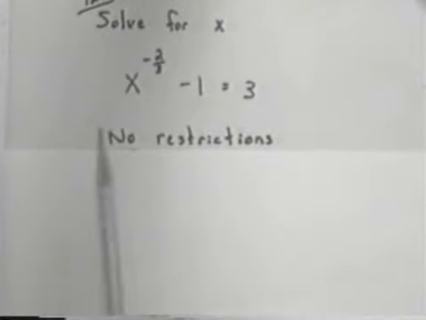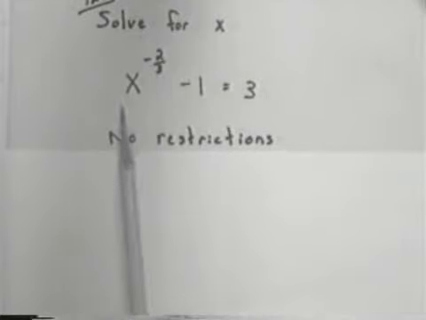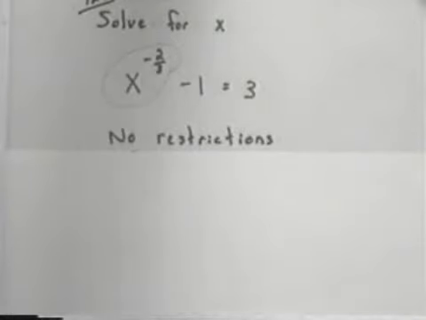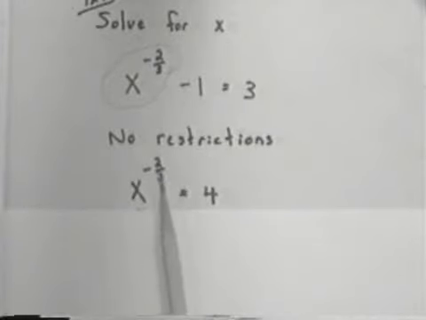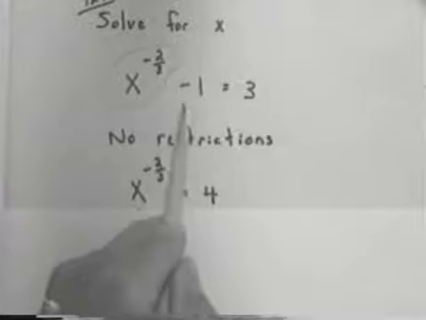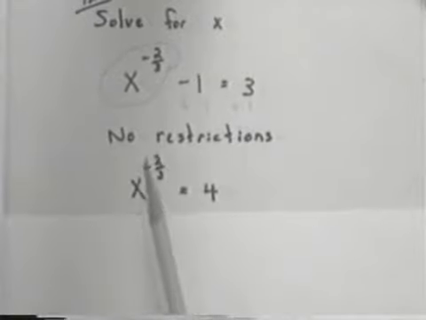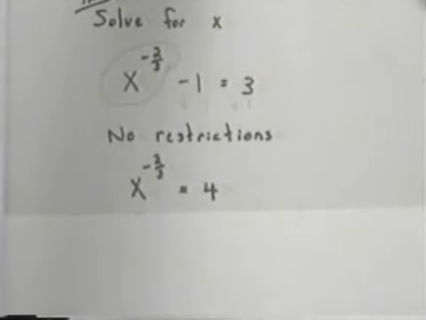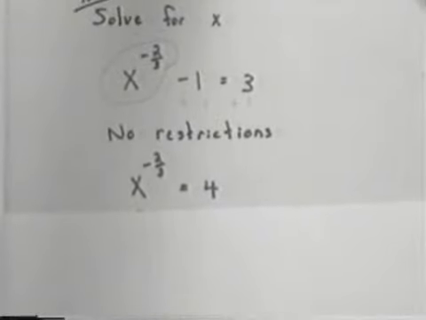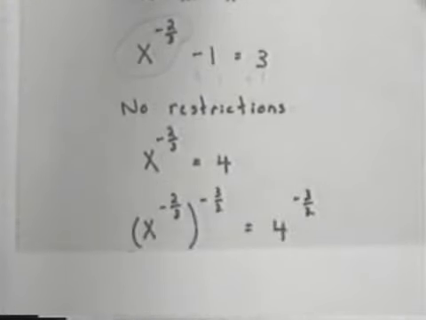The next step will be to isolate the radical. Since this part involves a fractional exponent, that part's a radical, so I need to isolate it. That means I need to add a positive 1 to both sides. So I get x to the negative 2/3 is equal to 4. Now I need to get rid of that exponent negative 2/3. To get rid of the exponent negative 2/3, I need to raise it to the power of negative 3/2. So I'm going to raise both sides to the negative 3/2 power.